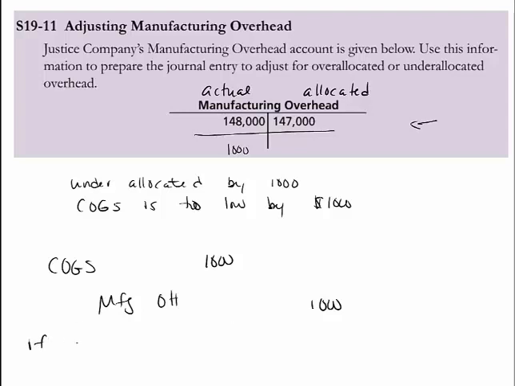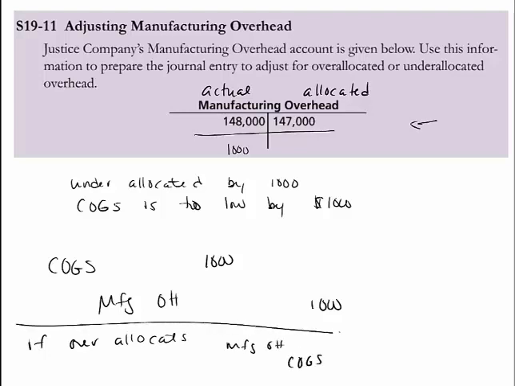If I were over allocated, I would just flip those, right? I would be debiting manufacturing overhead and crediting cost of goods sold. So that's what I would do to fix that if I was over allocated. So pretty straightforward. It's always going to be these same two accounts. It's just a matter of which one you're debiting. But in either case, I'm trying to correct cost of goods sold and clear out the balance in manufacturing overhead.